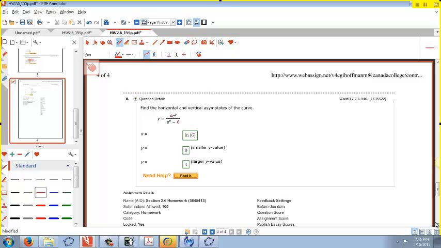Okay. So this one, right? Remember, horizontal means x goes to plus or minus infinity. Vertical asymptotes means we have some domain issue, like 0 in the denominator.